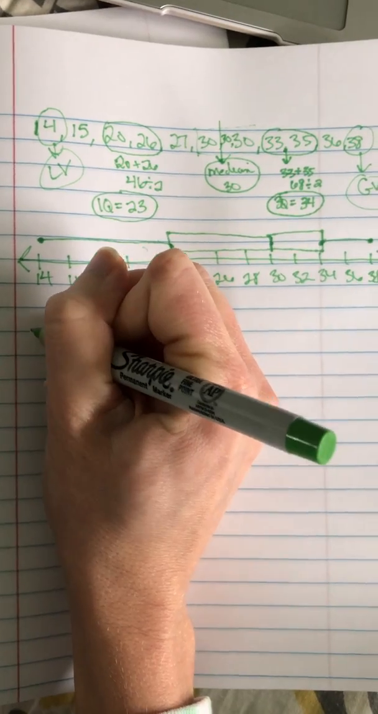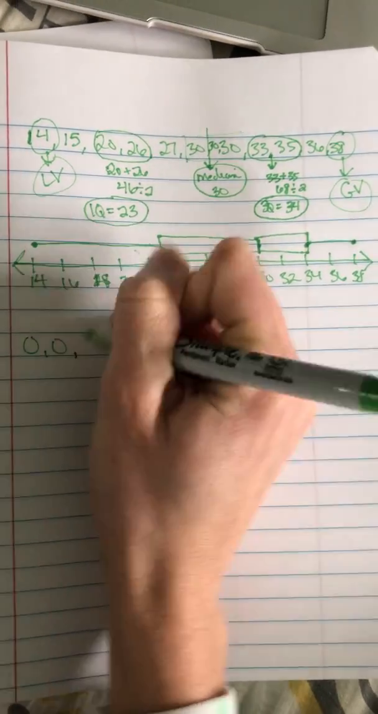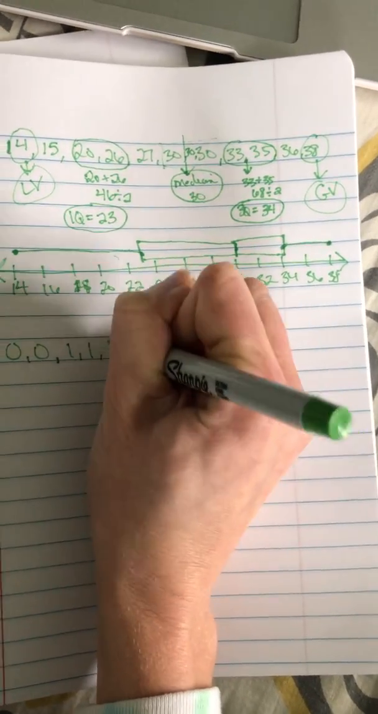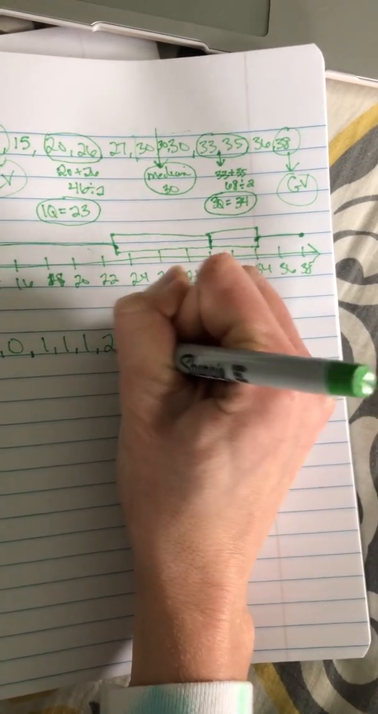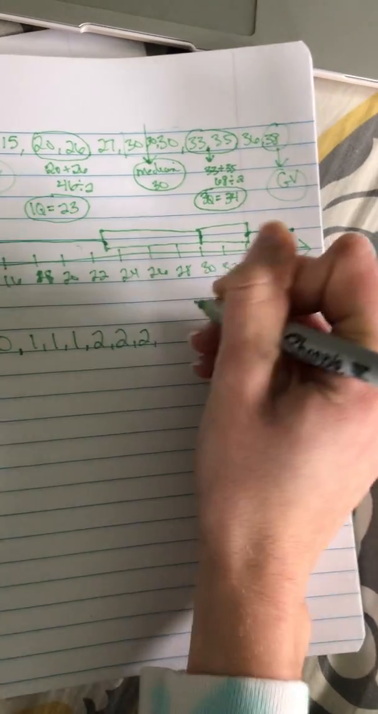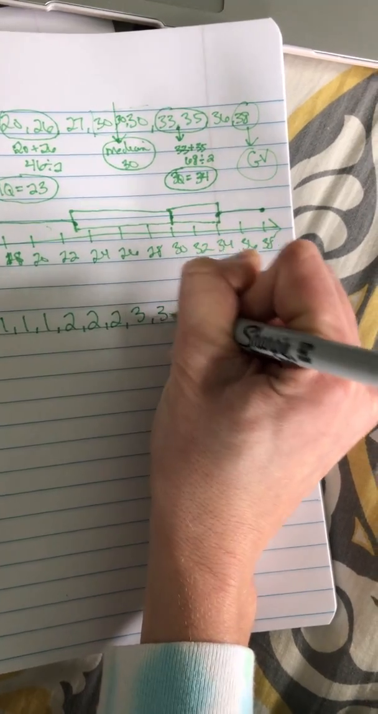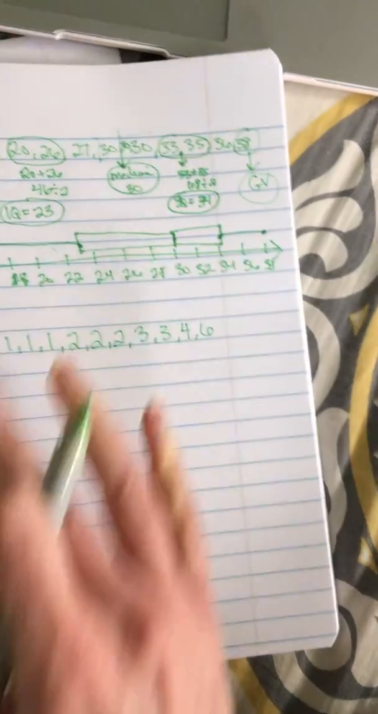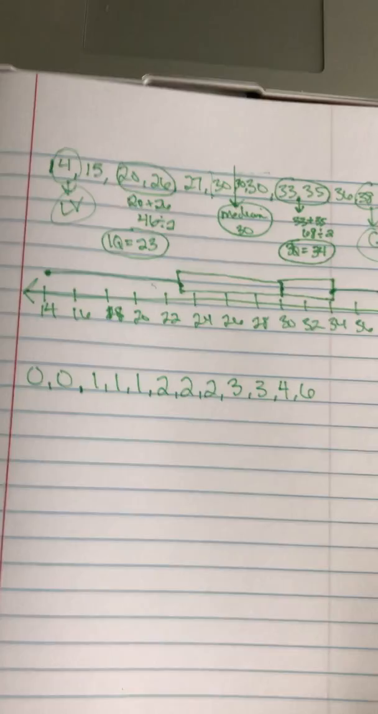So we're going to have, there are 2 zeros in that data. There are 3 1s. There are 3 2s. 2 3s. A 4 and a 6. Someone's spending way too much time online.